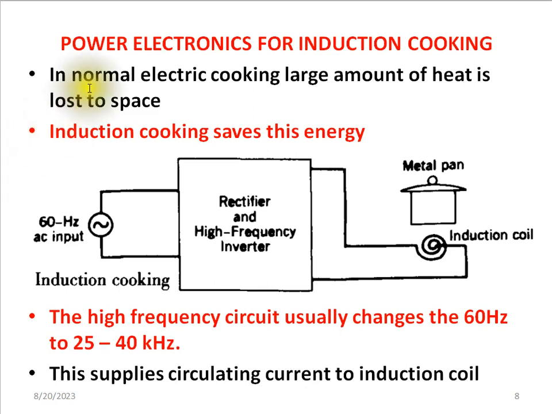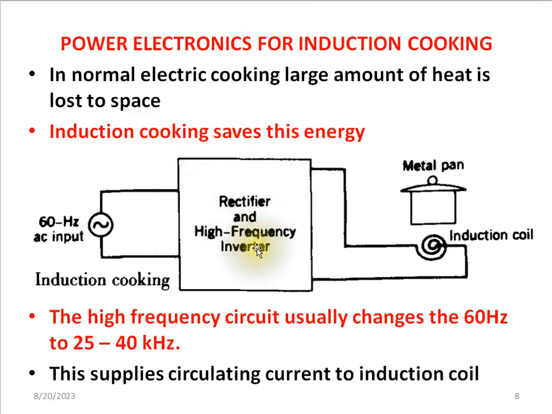And we now look at another application of power electronics for induction cooking. In normal electric cooking, there is a very large amount of heat that is lost to the surrounding space, because the heating element, when it releases the heat, it will go through the space before it reaches maybe the pot or anything we are using for cooking. So induction cooking is used in order to save that amount of energy that is being radiated to the space.